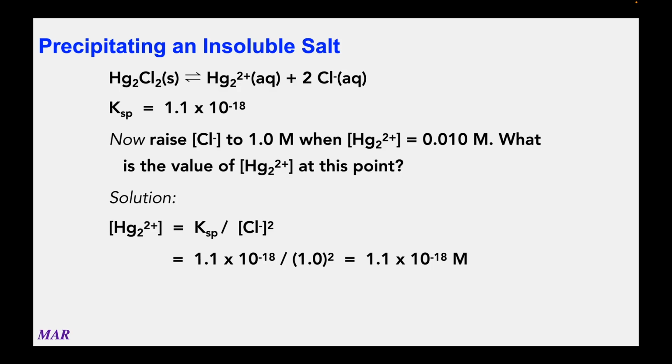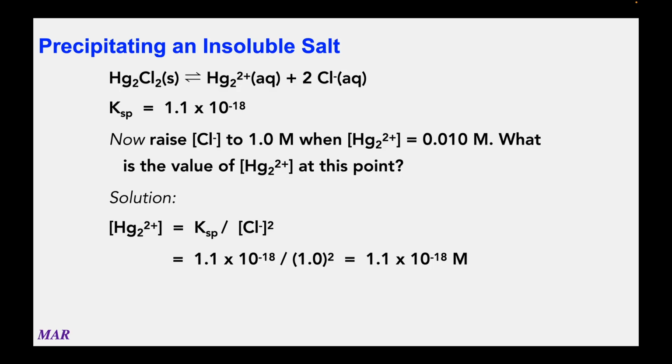Well, KSP is still 1.1 times 10 to the minus 18th, divided by the chloride concentration, which is 1.0, and 1.0 squared. And lo and behold, the mercury is now 1.1 times 10 to the minus 18 moles per liter.